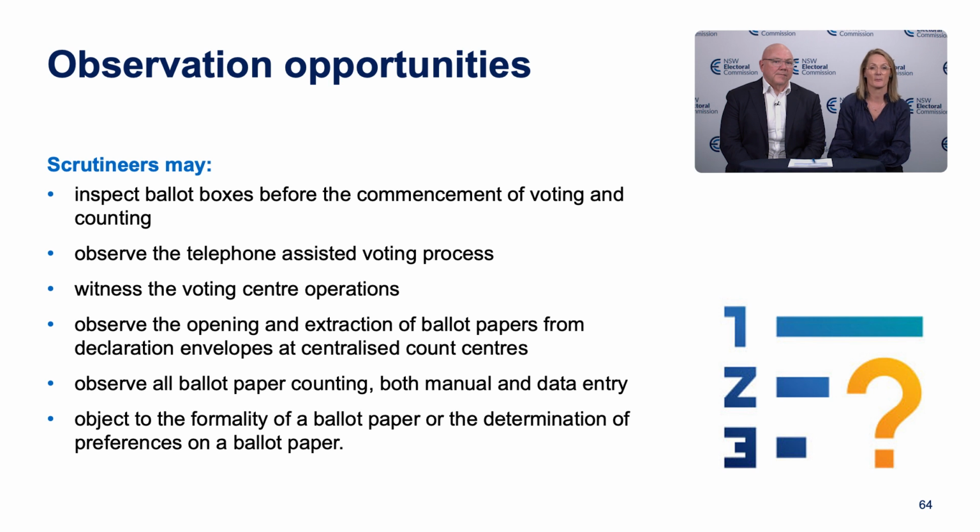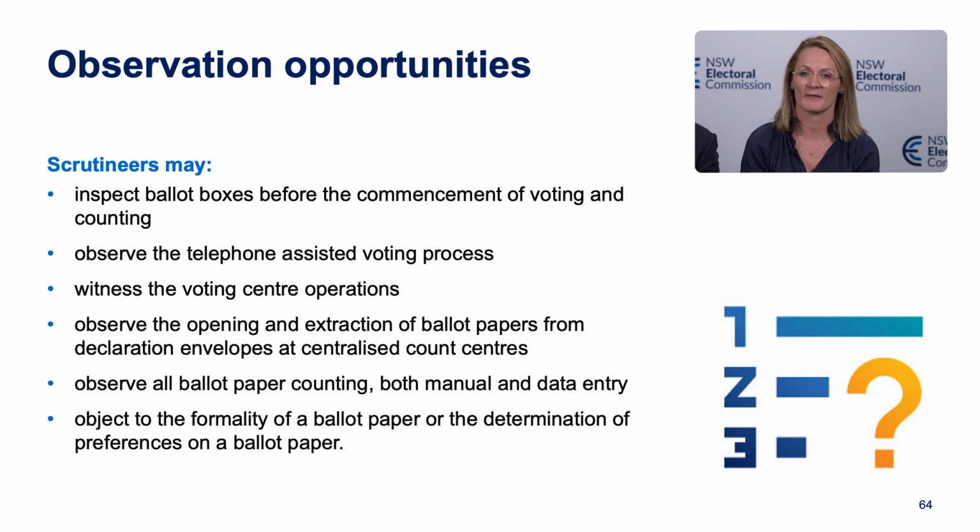Scrutineers may object to the formality of a ballot paper or determination of the preferences, but it is important that scrutineers accept the consequent decision made by the election official in charge. If the scrutineer is not satisfied with the decision, they may make a note of the details and will be informed that if it is an initial count, a final determination will be made throughout the check count process, or if it is within the check count, the candidate may pursue the matter through the Court of Disputed Returns.